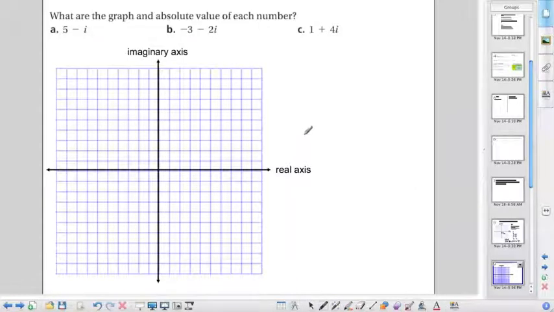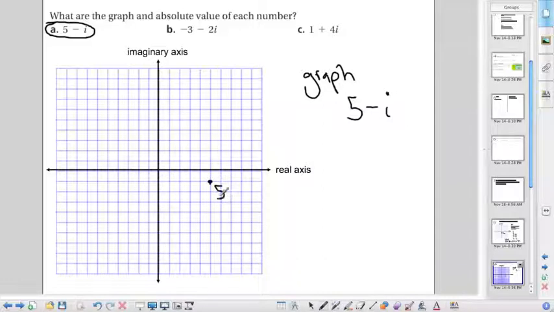Here we will do 2 more examples out of the 3 shown. Let's do A. So we need to graph 5 minus i. So step 1, we need to go 5 in the real axis and 1 in the imaginary. So we go over 1, 2, 3, 4, 5, down 1. And this is 5 minus i.